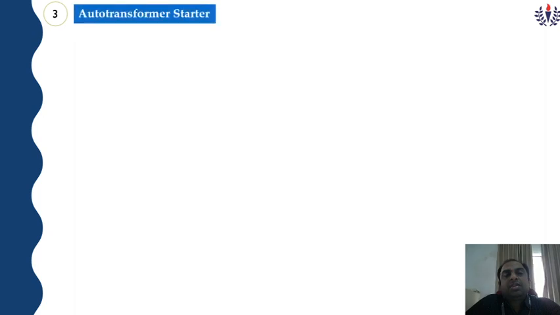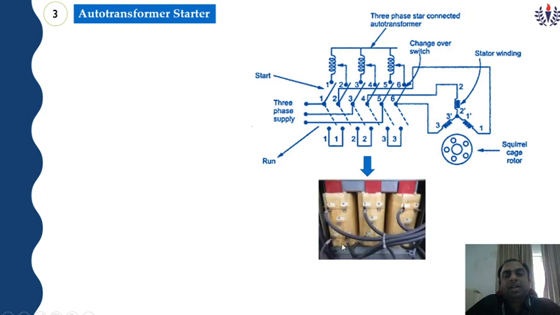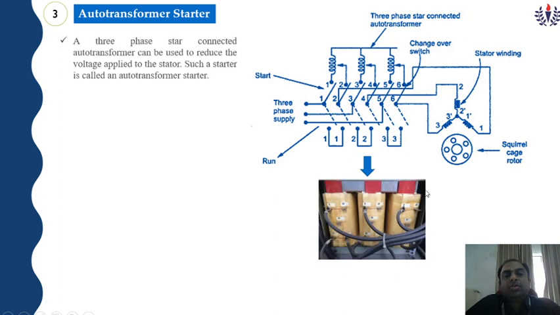Third starter will be the auto transformer starter. This is the auto transformer starter. This is the main overall diagram. A three-phase star connected auto transformer is used to reduce the voltage applied to the stator. Such a starter is known as an auto transformer starter.